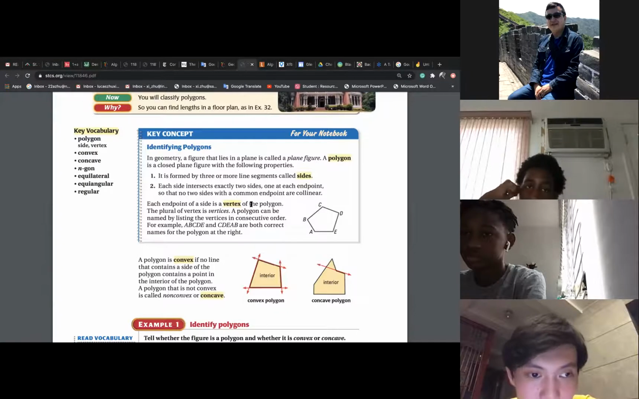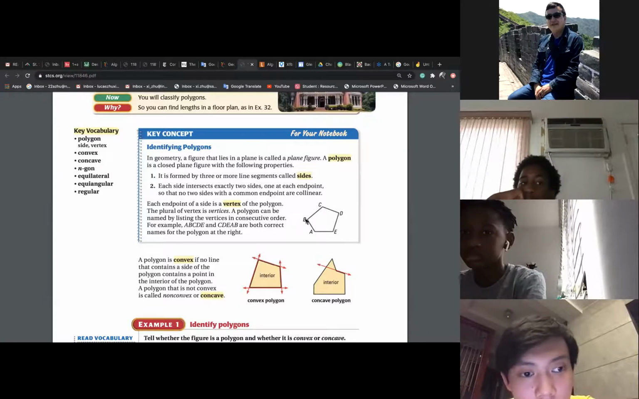And there's also a vertex. See over here, they always intersect each other, so no one is collinear with the other one, right? And for each two sides, they create a vertex between them, right?